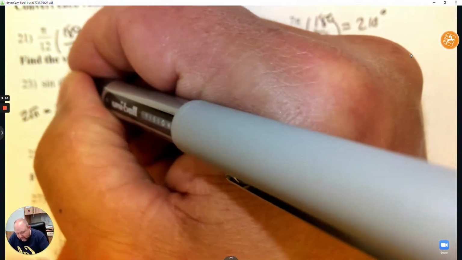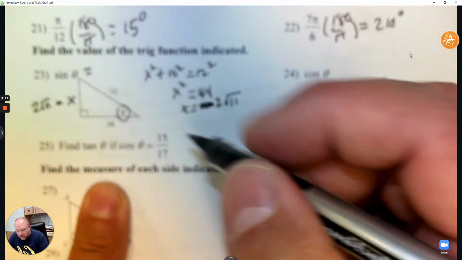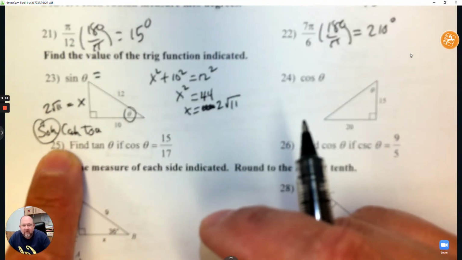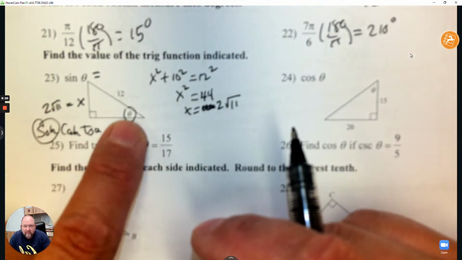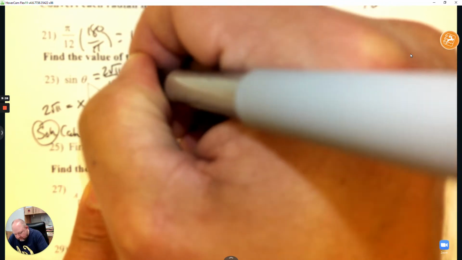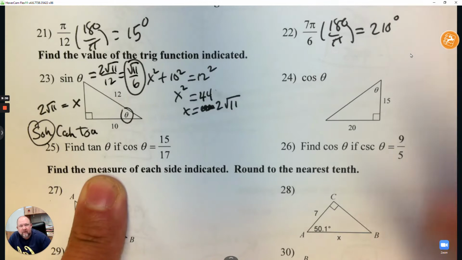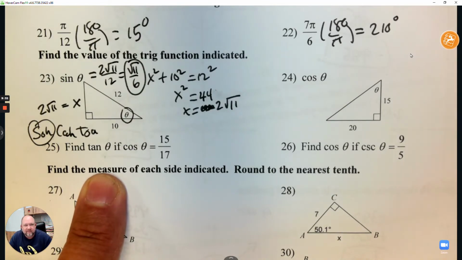Then, to find sine, you can write down SOHCAHTOA. So sine is opposite over hypotenuse. So 2 root 11 over 12, and 2 goes in 12 6 times. So it ends up being root 11 over 6. I know, the camera's kind of going in and out.